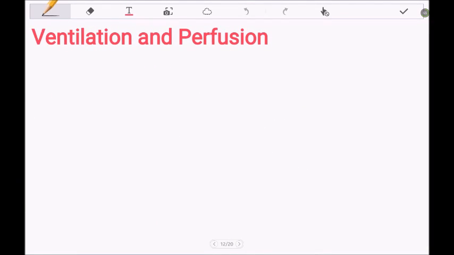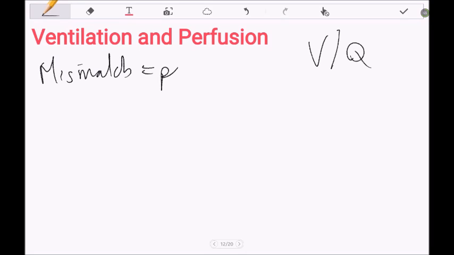Now we'd like to review a little bit of ventilation and perfusion. This is termed as VQ, V for ventilation, Q for perfusion. In a normal healthy lung, obviously ventilation and perfusion will match each other. However, when there's a mismatch, there's problems, right? So sorry, I can't even spell mismatch. Mismatch equals problem.